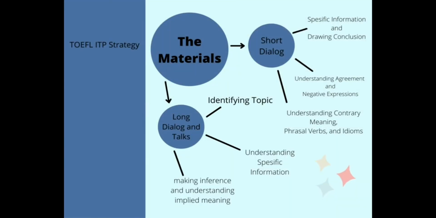For the materials, they are short dialogues where there are three sub-materials. First is about specific information and drawing conclusions. Second is understanding agreement and negative expressions. And the third is understanding contrary meaning, phrasal verbs, and idioms. Then long dialogues and talks, where there are three sub-materials too. First is identifying topic. Second is understanding specific information, and the third is making inference and understanding implied meaning.